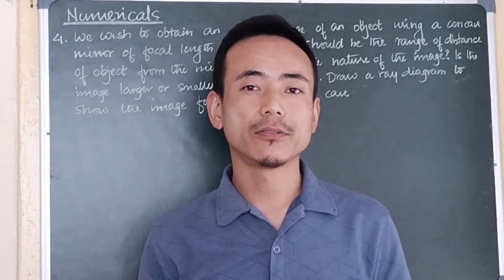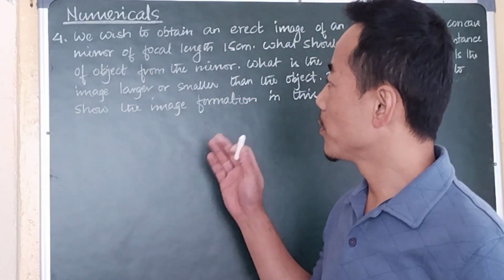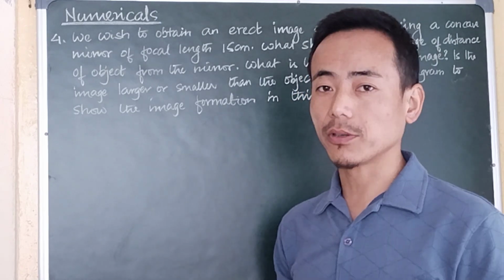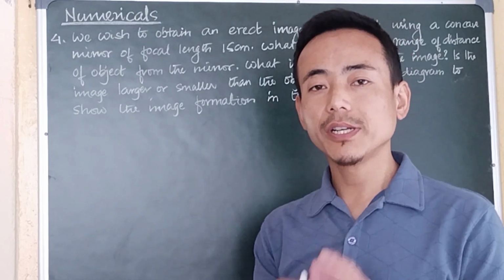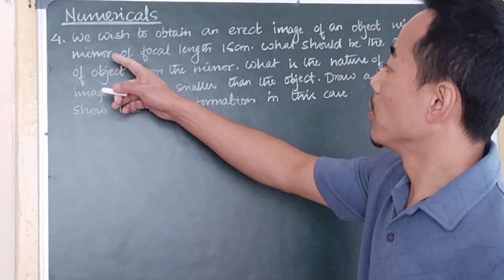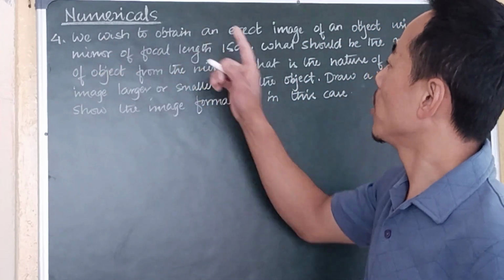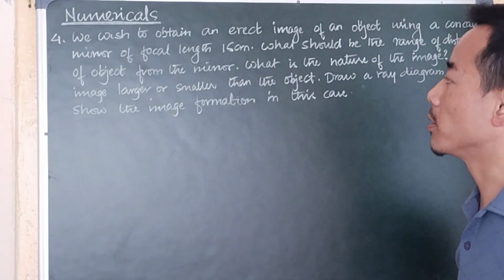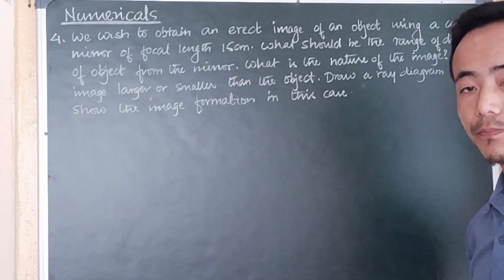Okay, so let's discuss now question number 4. The question is very lengthy, but do not panic, looking at the question, it's very simple. Read the question carefully, understand, and then answer. Alright, so the question says, we wish to obtain an erect image of an object using a concave mirror of focal length 15 centimeter.